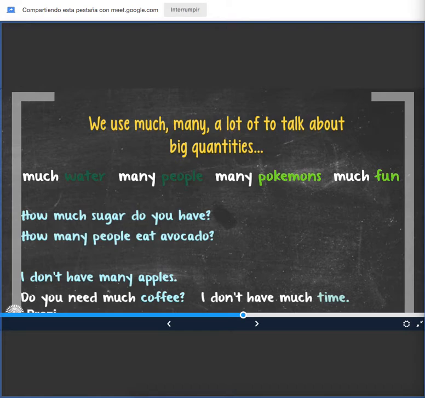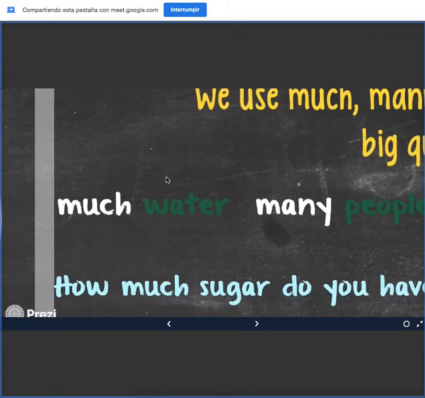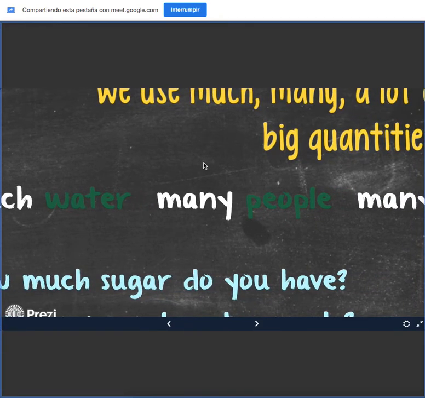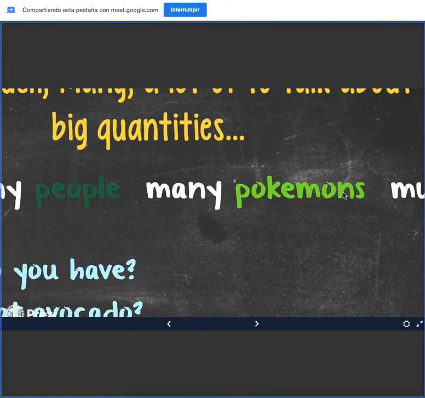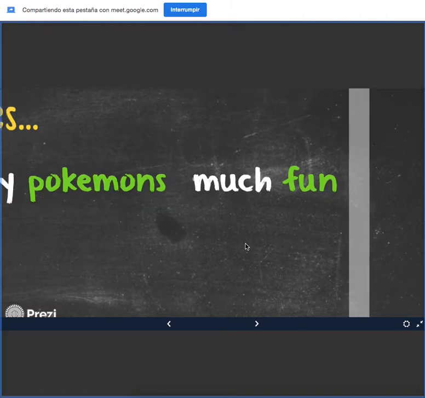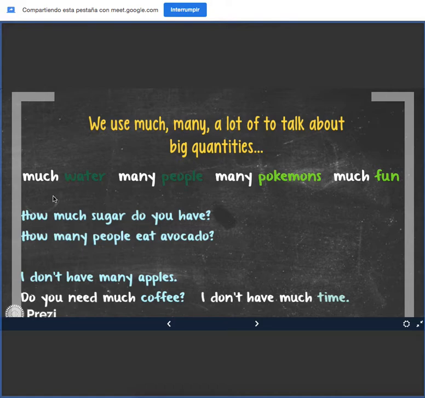Okay? You are going to use much for uncountable things. Look at this, much water. Look at the example. Much water. Much with uncountable things, but you are going to use many with countable things. Okay? Many people. Look at this, many Pokemons. But look at this, much fun. Can you count fun? ¿Puedes contar la diversión? No, right? So you are going to use much with uncountable, many with countable.